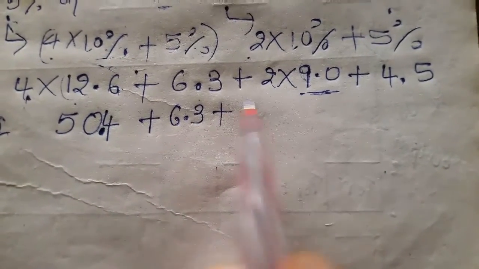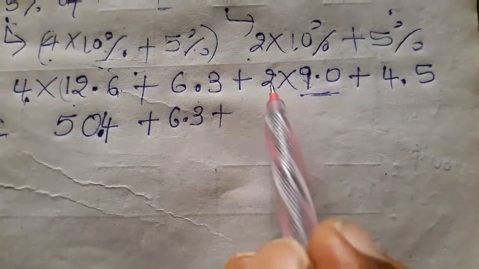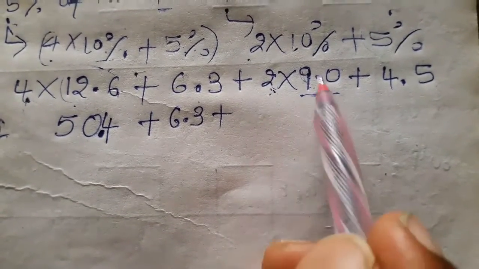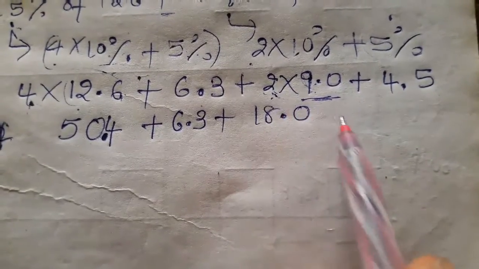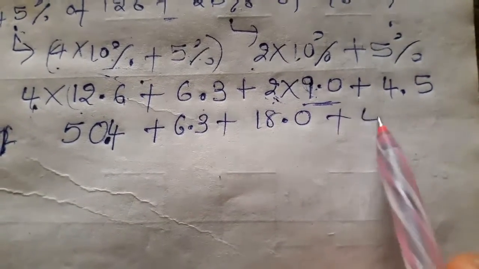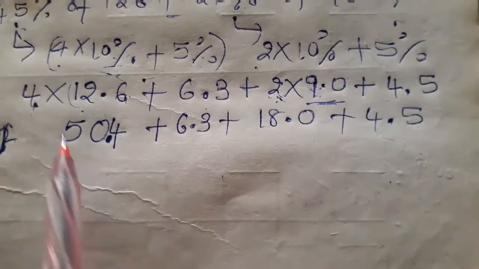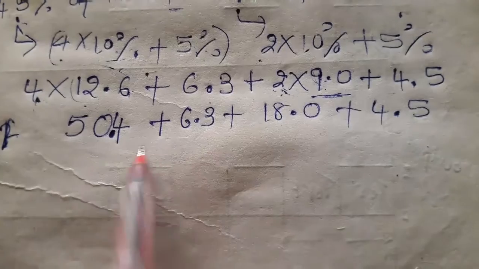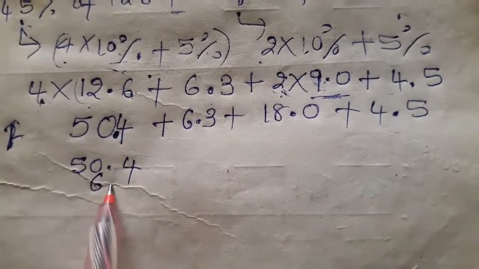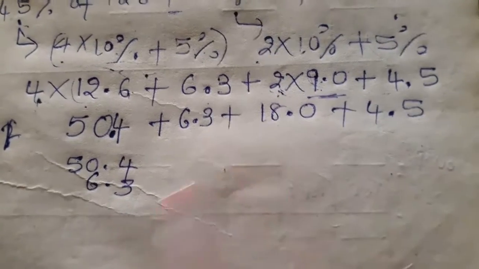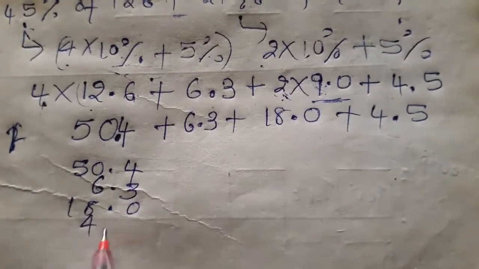Why is there no multiplication here? So 2 nines are how much? 2 into 0, 0. Put your decimal. 2 nines are how much? 18. Plus this 4.5, write as it is. Now add all these, we get the answer quickly. See here, 50.4, this means 6.3, this means 18.0, this means 4.5.